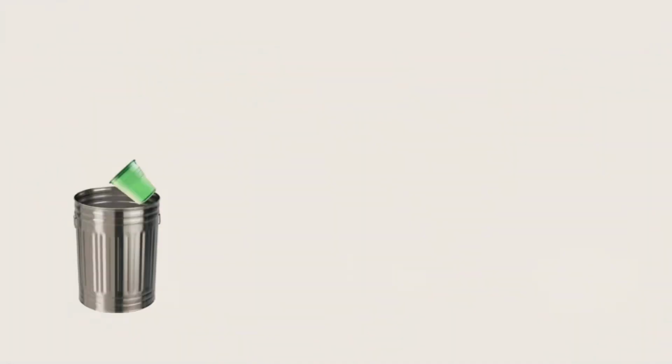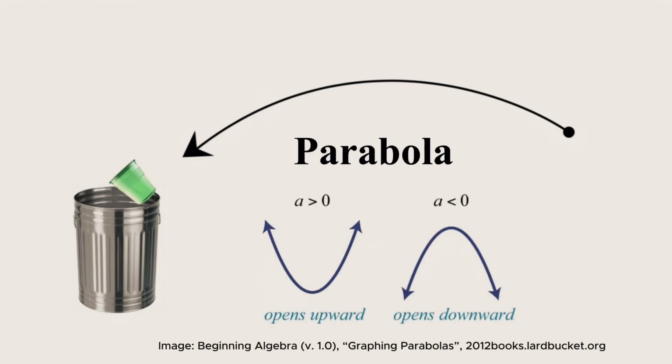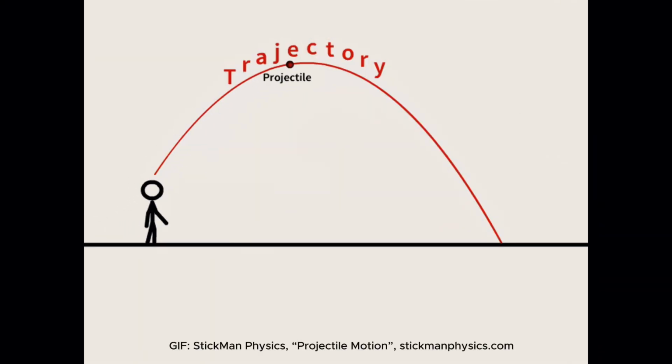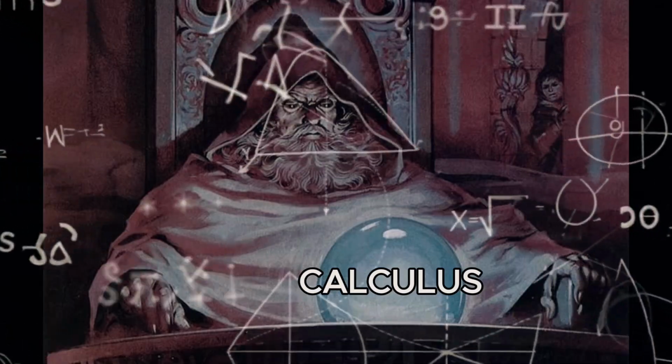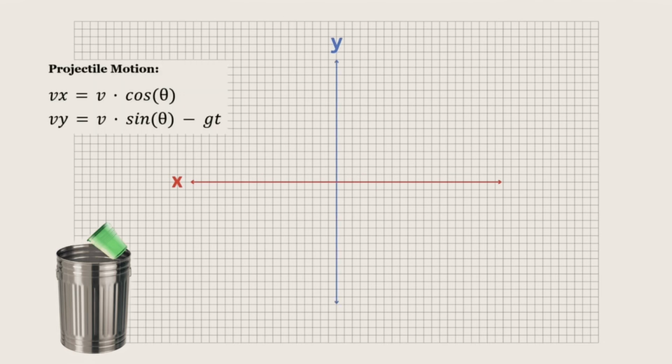When you threw the cup, it didn't move straight. It followed a curved path called a parabola. That's what we call projectile motion. And calculus helps us describe every part of it. Let's start with the basics. The cup's velocity has two parts, horizontal and vertical, which is v sub x equals v cosine theta and v sub y equals v sine theta minus gt.